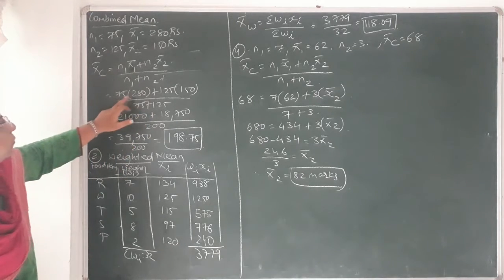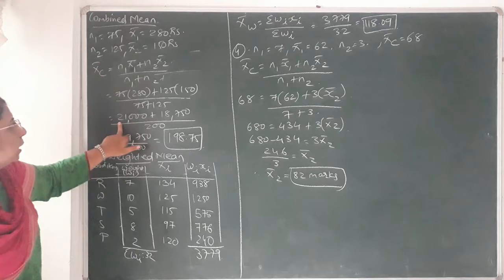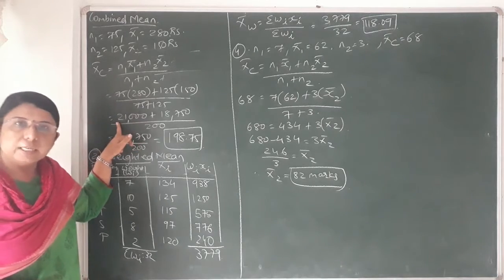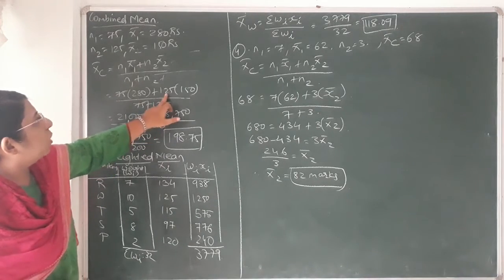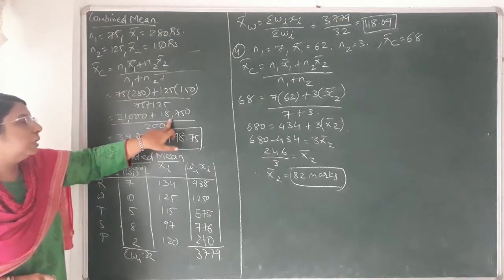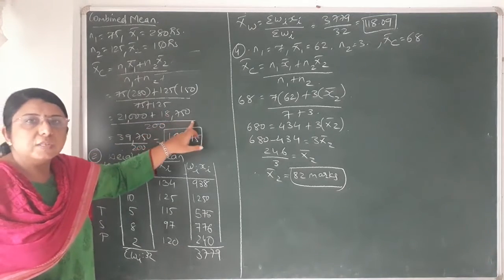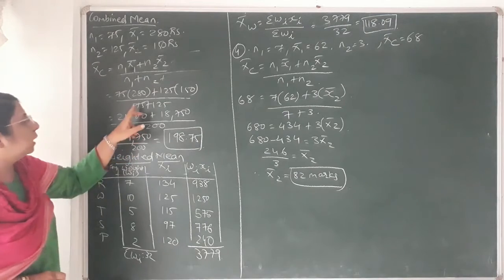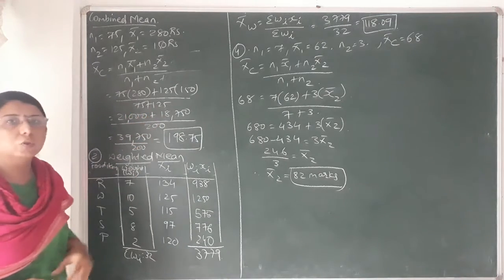Okay, now 75 into 280 multiplication you will do, you will get the answer, that is 21,000, and over here 125 into 150 you will do, then you will get the multiplication, that is 18,750, and in denominator 75 plus 125 would come to 200.